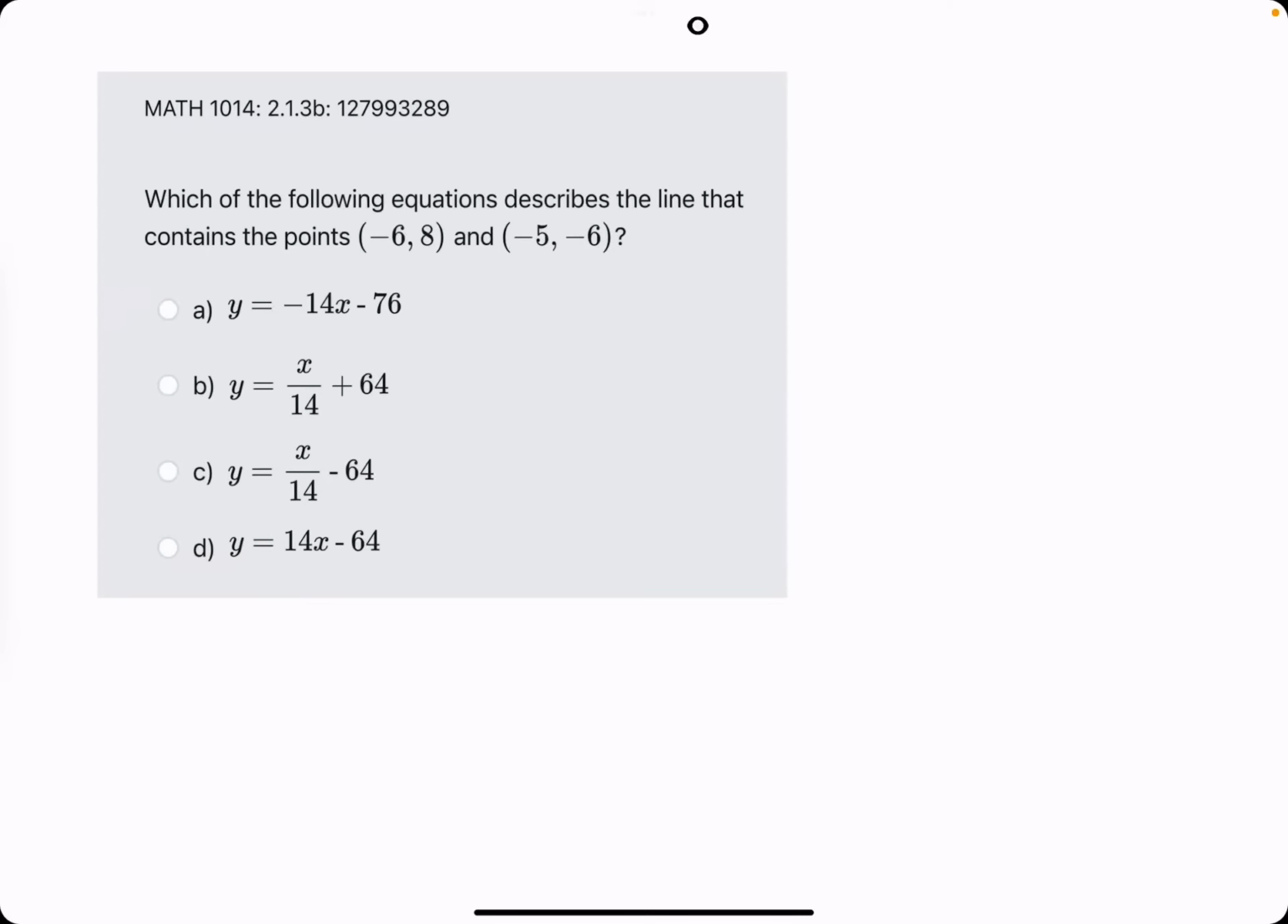Okie dokie. In this problem, they ask which of the following equations describes the line that contains the points (-6, 8) and (-5, -6). There's a couple different ways of going about this, but I'd probably go ahead and say let's find the slope first. Let's find the slope between these 2 points by using y2 minus y1 over x2 minus x1. So y2, -6, minus y1, 8, over x2 minus x1, so -5 minus -6.